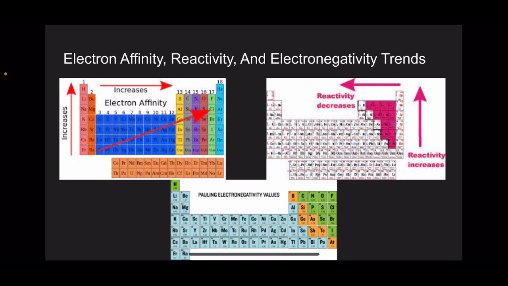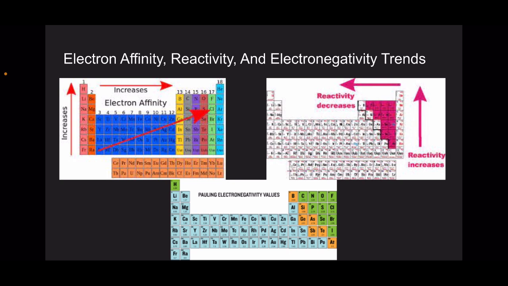Next, we have some trends in nonmetals for electron affinity, reactivity, and electronegativity. The first one on the top left is showing electron affinity, and electron affinity is the amount of energy released when an electron is added to a neutral atom to form its anion, and it generally increases going to the right and also increases going up.